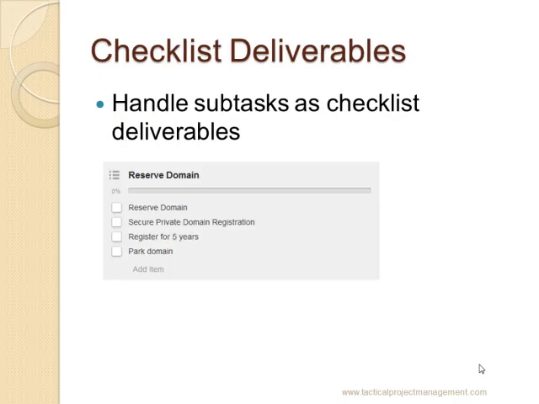And this is where we're handling subtasks as checklist deliverables. You think about a work package or a key deliverable that you're going to create in your work breakdown structure. Well, here you could create that as a card in Trello, and then each of the individual tasks that support the production of that deliverable can appear here as a checkbox.